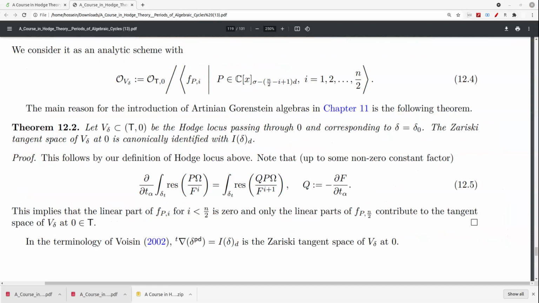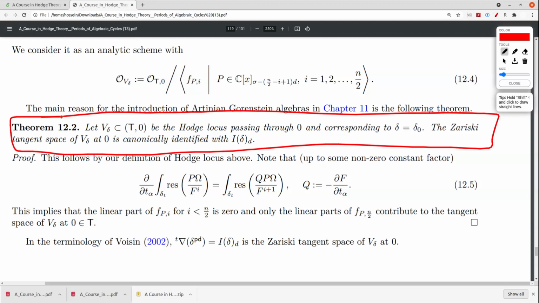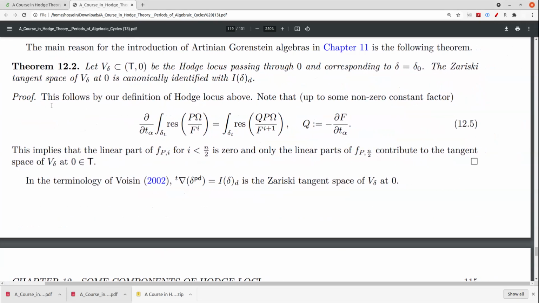So in the case of hypersurfaces, it turns out that we can compute the tangent space of the Hodge locus. And if we define the Hodge locus as before, then the Zariski tangent space is just this, where d is the degree of the hypersurface that we started with. And this is actually the thing that we found before defining this Artinian-Gorenstein ring. So the proof is basically a calculus.